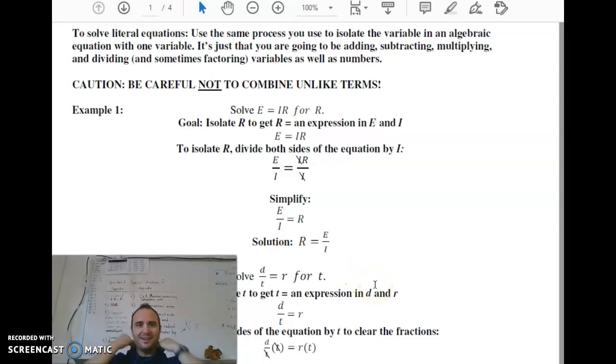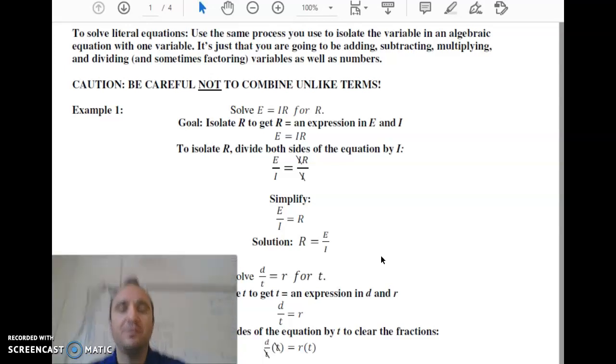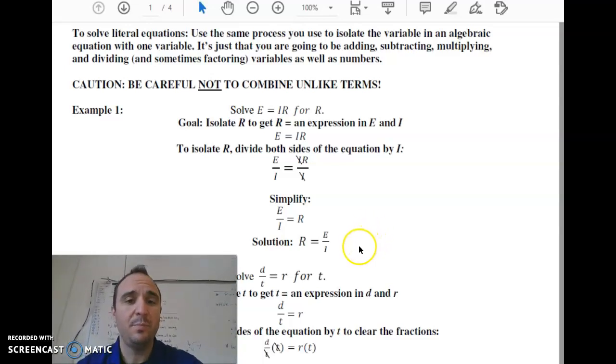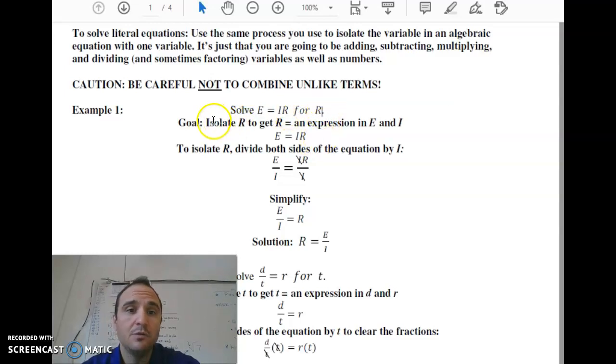I do want to spend time solving literal equations for variables and getting terms in your answer that have a letter in it. The variable can be in the answer in literal equations. So let's talk about how to do it with a basic equation. So simplify, if we have an equation starting up here, solve E equals IR for R. So we isolate R. The goal is to solve for R.